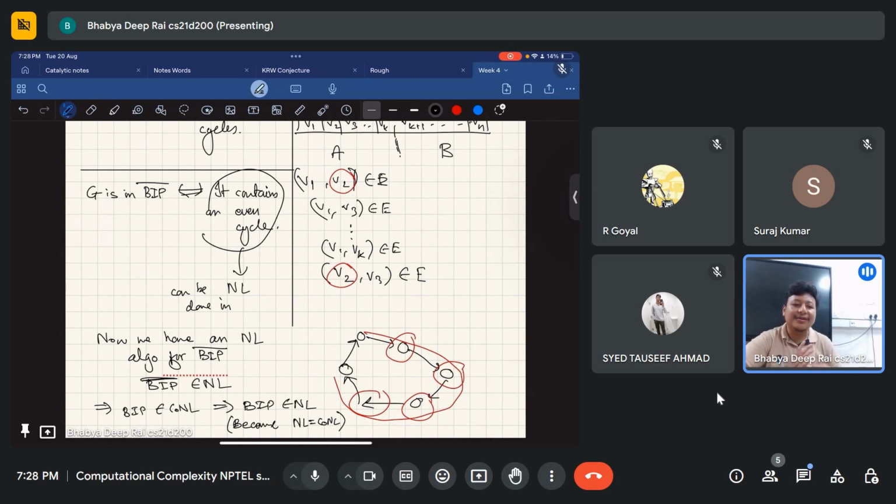But as you can see, we cannot use this technique in the case of P to show something is in P, because we don't know whether co-NP and P are equal.